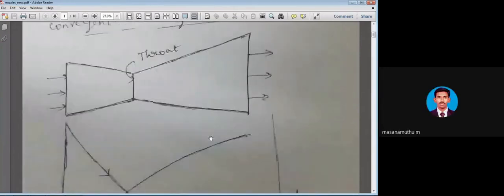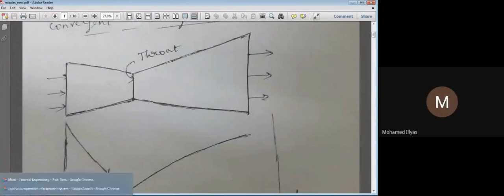Those things have been found only experimentally, so that's why we are using that one.